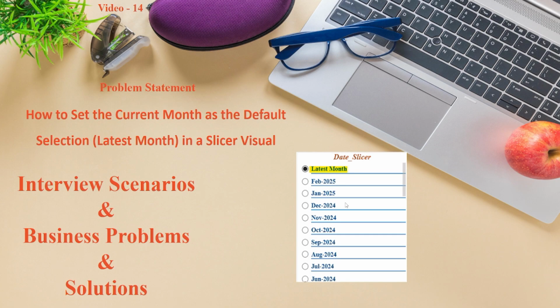Our requirement is that I want to create a column first where I can see all the dates of the current month as the latest month. So this is our requirement, guys. Now let's understand how we can create this calculated column with the help of DAX logic. So again, let's jump into the Power BI desktop screen.